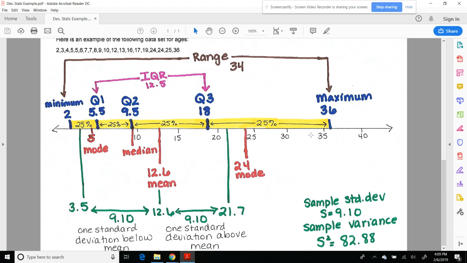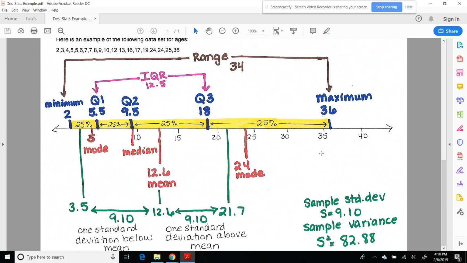So I'm going to think about it this way. If I wanted to find the middle 50% of my data, I would have this area here and this area here, which is my IQR. If I wanted 100% of the data, it goes from 25 plus 25 plus 25 plus 25. That gives me 100%. So you can think of this in terms of percentages of the data that you're looking at. Say if I wanted to find the bottom 75%, that would occur between 2 and 18, because these yellow areas add up to 75. If I wanted to find the upper 75% of the data, I would go from 5.5 to 36. So again, this is descriptive statistics.